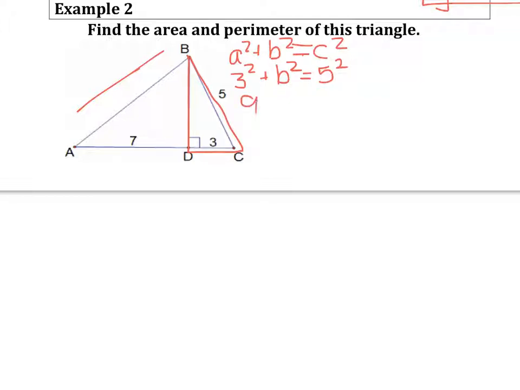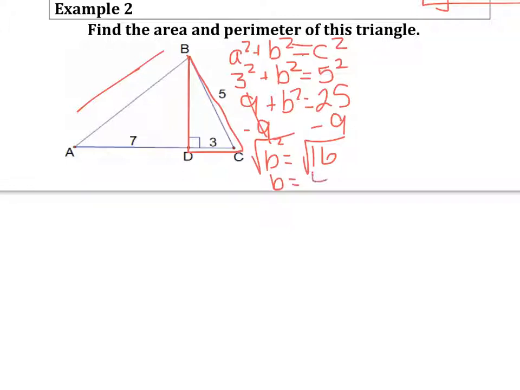So I would end up with 9 plus b squared equals 25. Now I subtract 9 from both sides, and I find that b squared is equal to 16. And now I can take the square root and find that b equals 4. So that gives me the height of the triangle.